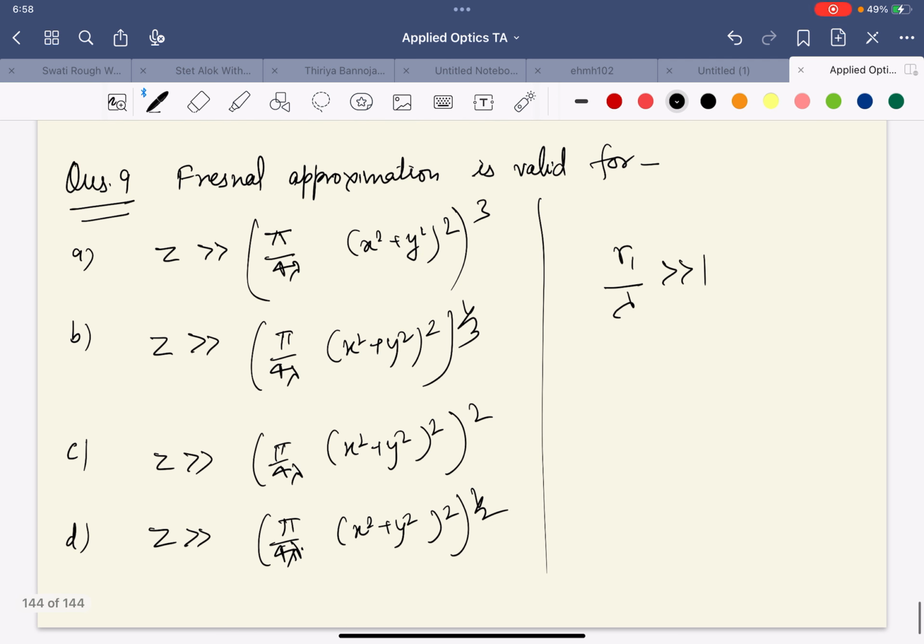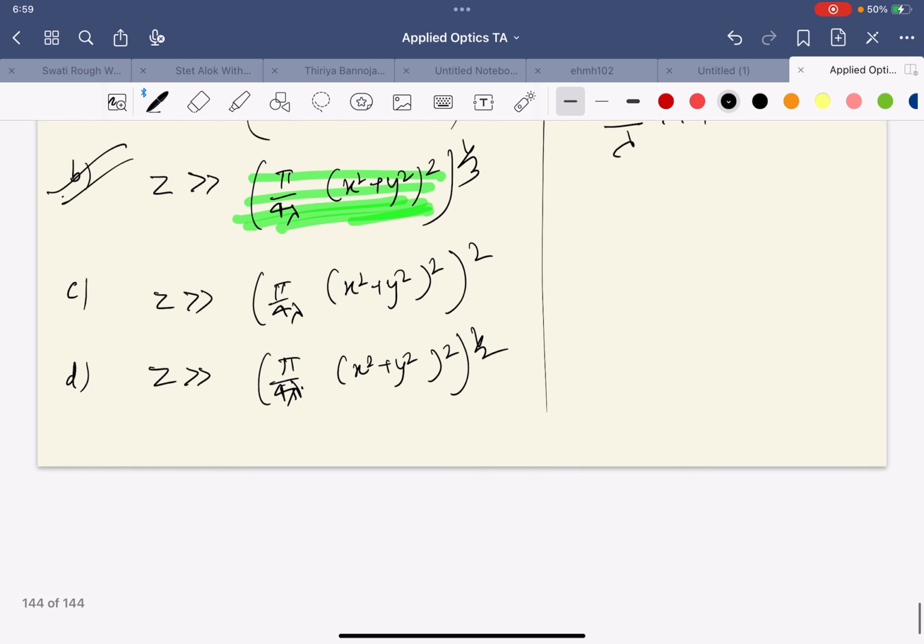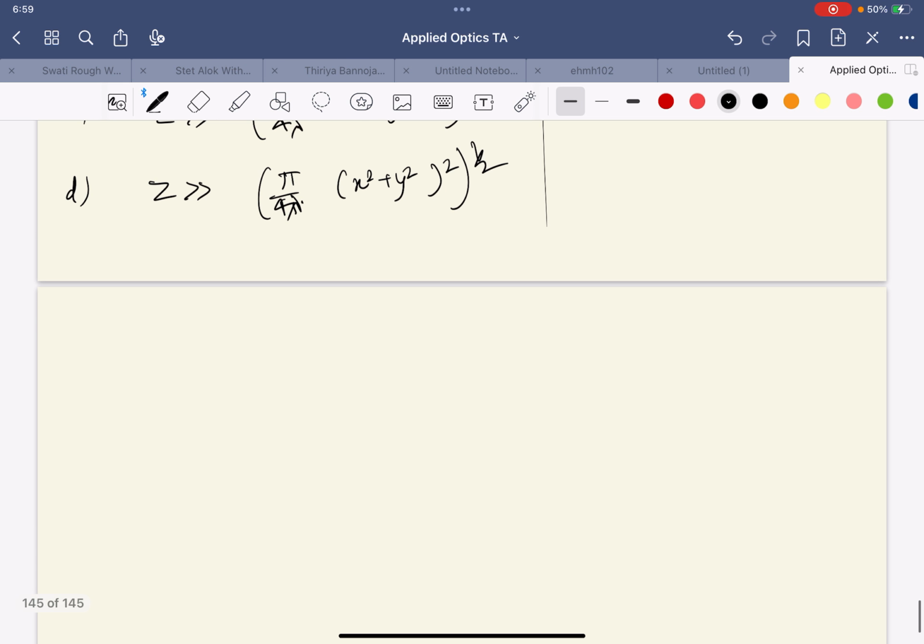So including all these validation conditions, this Fresnel approximation is valid only for pi by 4 lambda times (x square plus y square) whole square to power 1 by 3. Okay, so our option B is the correct answer.